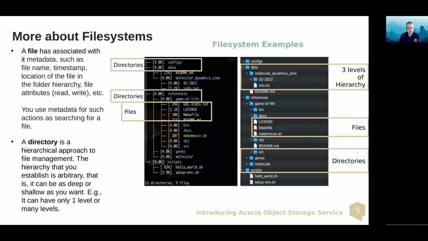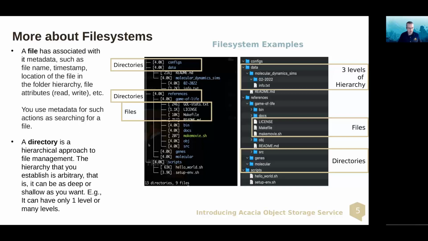That metadata you can't actually change. You can't expand the metadata that can be associated with a file. And that's how object storage is different. With object storage, you have a standard set of metadata, but you can expand the metadata that you associate with a file to include your own metadata.